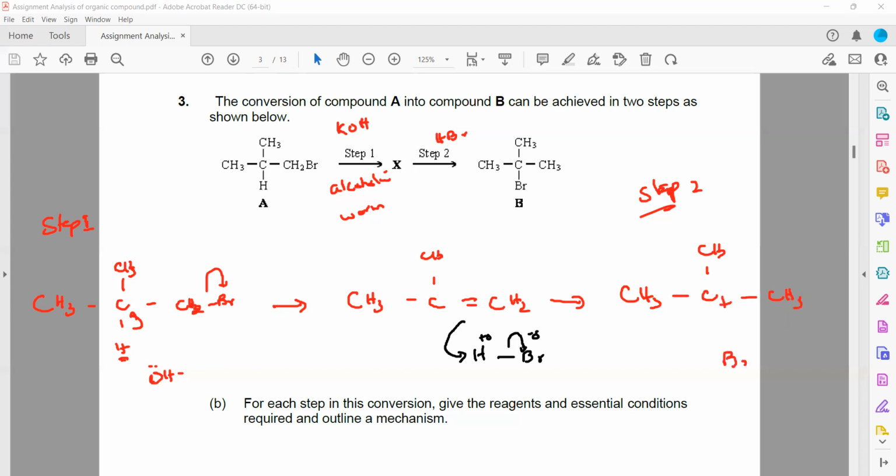Then the Br, which has a lone pair, an extra pair, a negative charge, forms a bond with the carbon cation, and the final product will be CH3, Br is attached, and then CH3. So that's how the first one is elimination, the second one is electrophilic addition reaction.